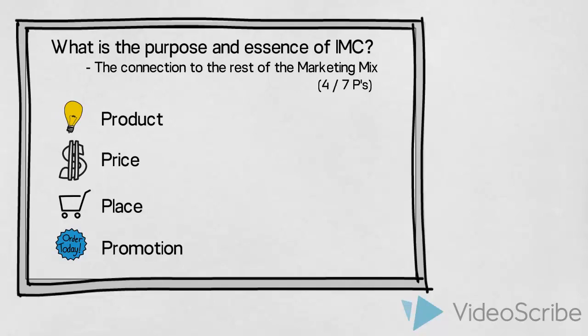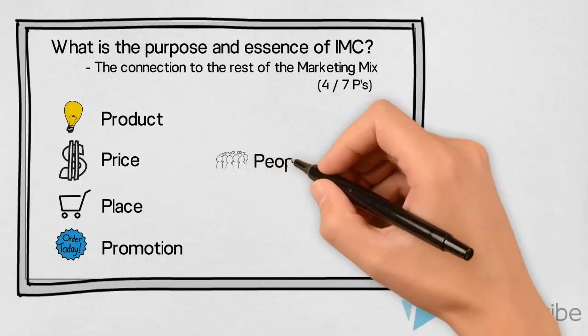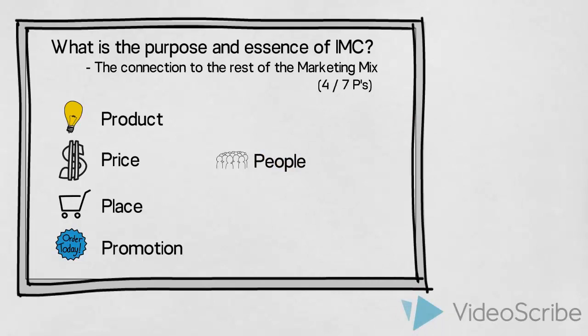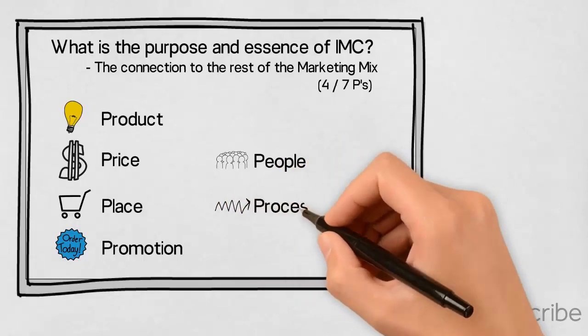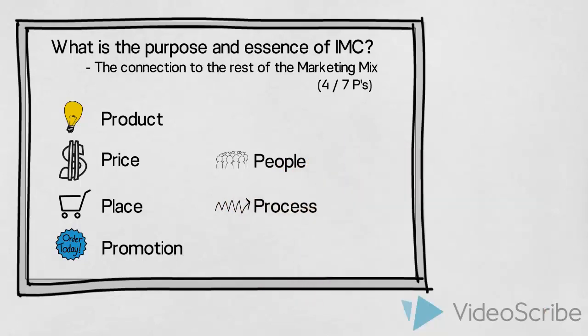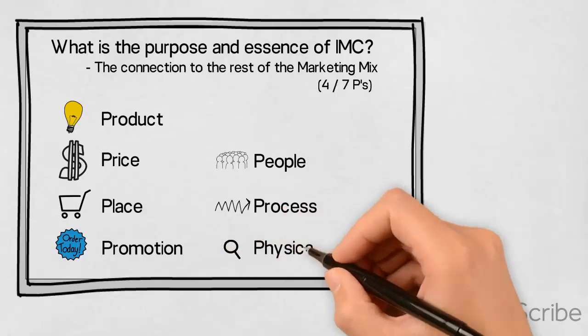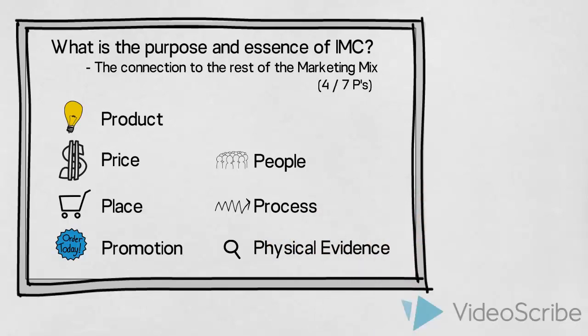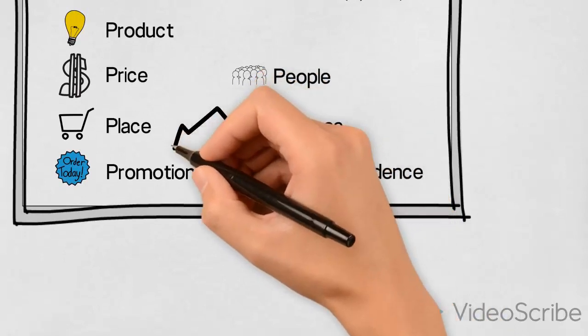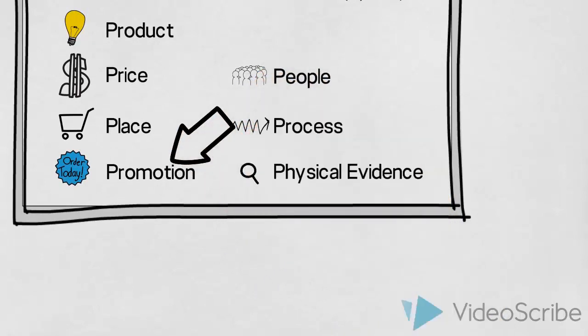If we're dealing with an offering that is better described as a service, or perhaps a product that includes large elements of service, we might also want to look at the additional 3 Ps. The people that are involved in delivering the service, the process that our customers will go through in order to receive our service, and the physical evidence, any visible or tangible elements that the customer will see, hear, or in other ways experience when receiving the service. None of the 4 or the 7 Ps should be decided on in isolation. However, promotion is the P which we will focus on in this video.